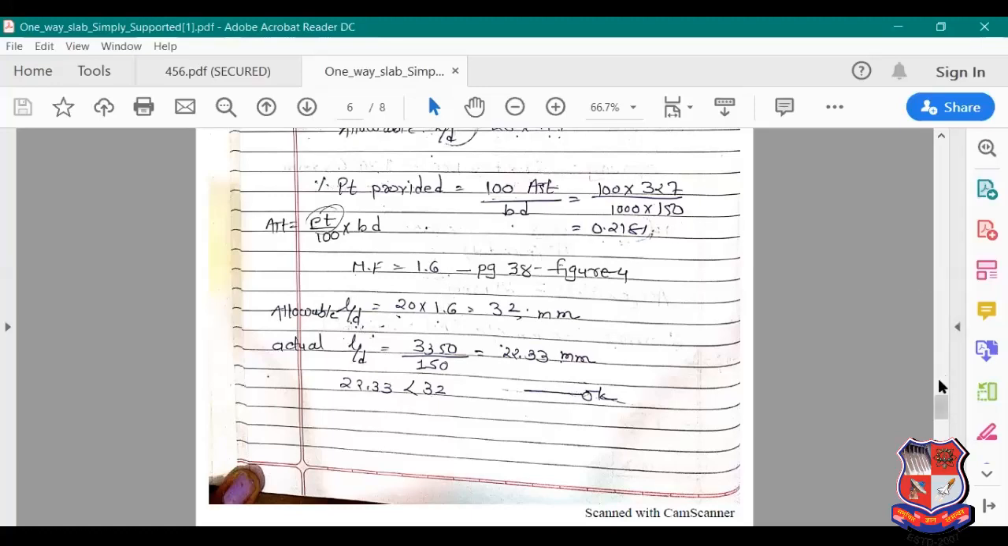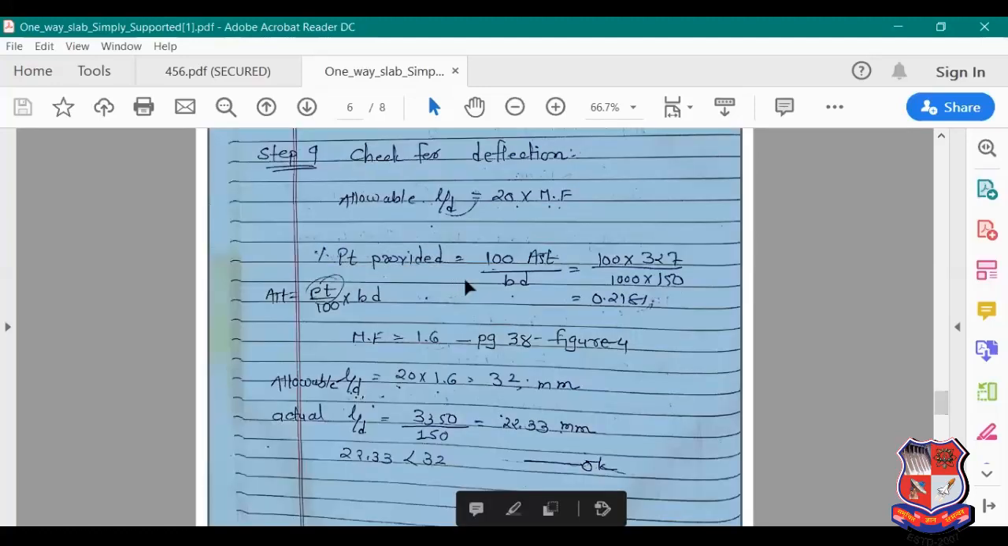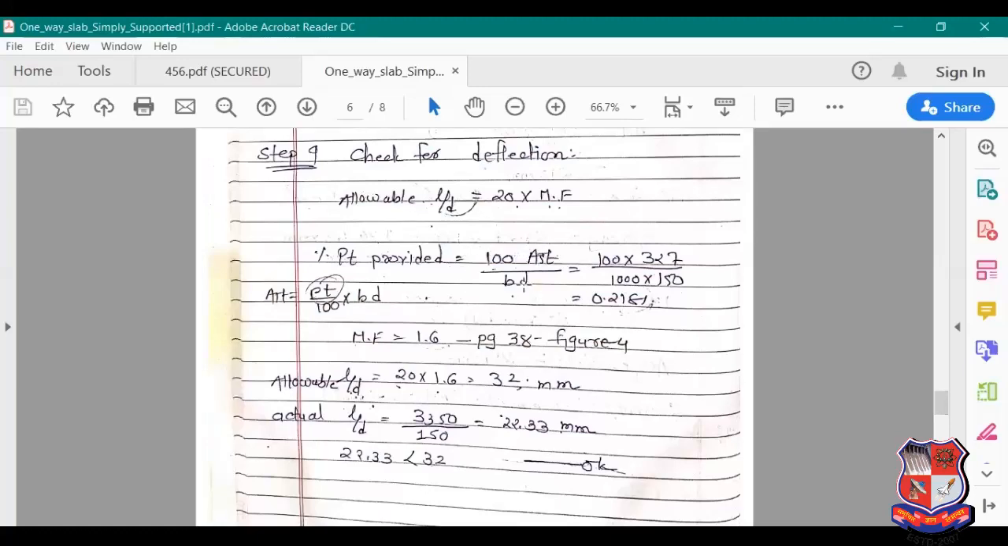Because we have PT. In the first step we assumed 0.6 percent of PT, but now I have the percentage of steel as I calculated in step number 4. So PT is 100 Ast upon bd, like Ast is equal to PT upon 100 into bd. I am just informing it. Then I got my modification factor. My PT is 0.2, then I can find the modification factor from figure number 4.